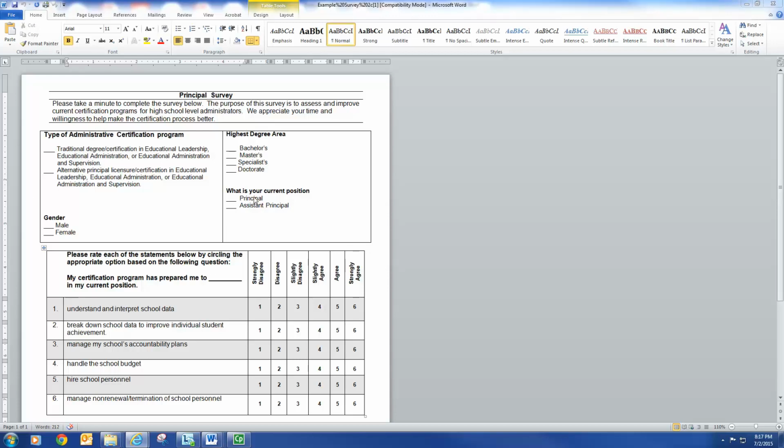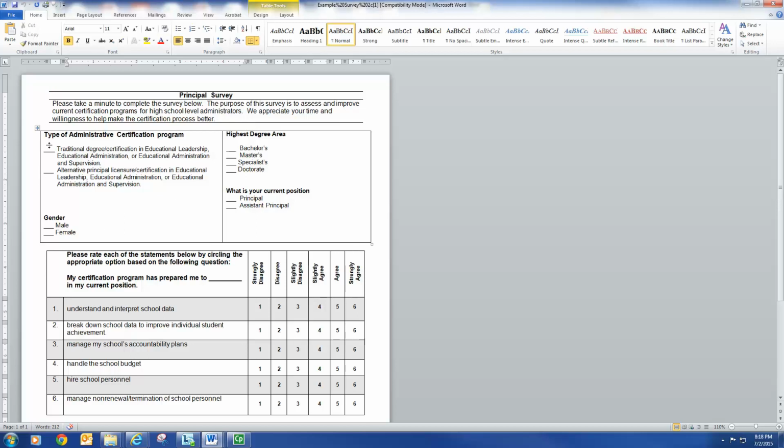But the key aspect of a survey is you want to find out some information. And we can find out some factual information and some opinion information. So it says, please take a minute to complete the below survey. The purpose of the survey is to assess and improve current certification. So we have some descriptor on top. But then what we need is some demographic and research questions.